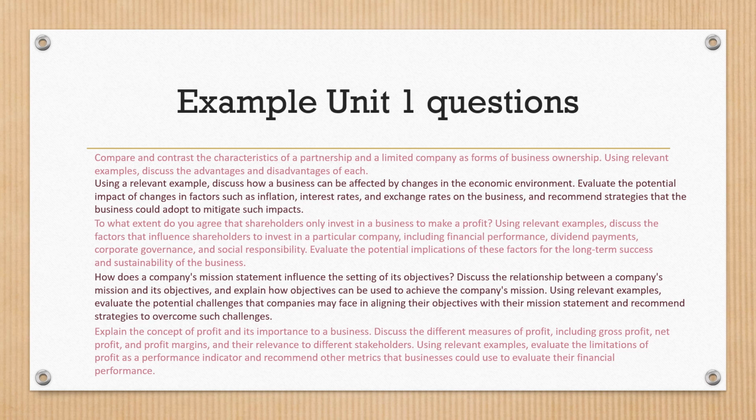Finally, explain the concept of profit and its importance to a business, and discuss the different measures of profit, including gross profit, net profit, profit margins, and their relevance to the different stakeholders. Using relevant examples, evaluate the limitations of profit as a performance indicator and recommend other metrics that businesses could use to evaluate their financial performance. Again, crossover there of units into Unit 5.